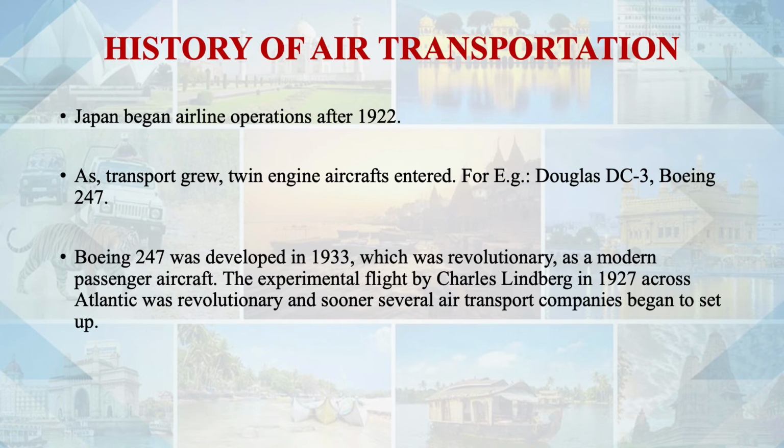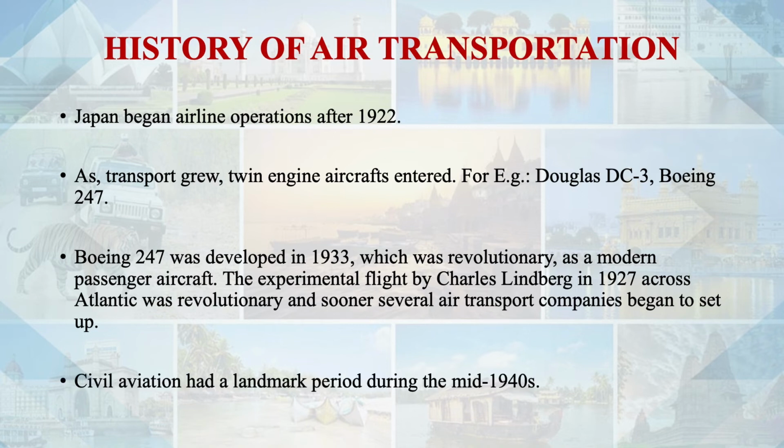Boeing 247 was developed in 1933, which was revolutionary as a modern passenger aircraft. The experimental flight by Charles Lindbergh in 1927 across the Atlantic was revolutionary, and soon several air transport companies began to set up. Civil aviation had a landmark period during the mid-1940s.